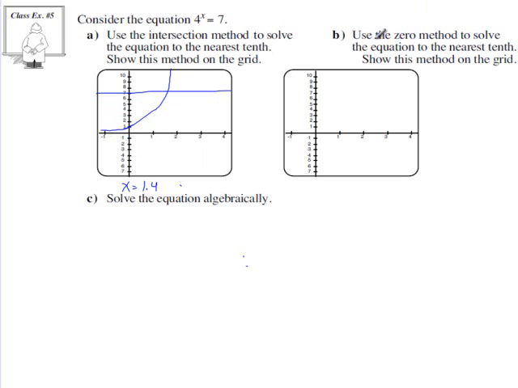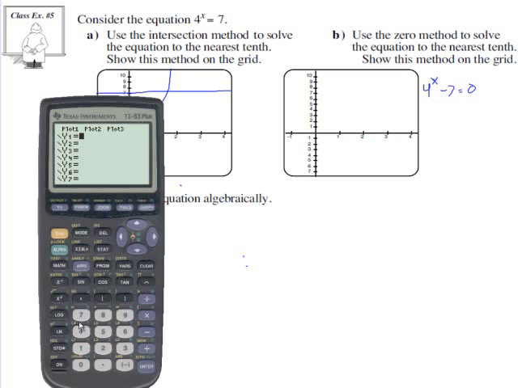For the zero method, now you're just going to rearrange the equation so that one side is 0. So if you subtract 7 from both sides of this equation, you'll get a 0 on one side. So 4 to the x minus 7 is equal to 0. So you're going to grab your calculator, graph 4 to the power of x minus 7, graph that, and see where this graph is equal to 0.